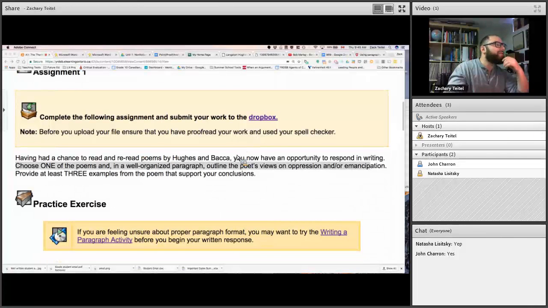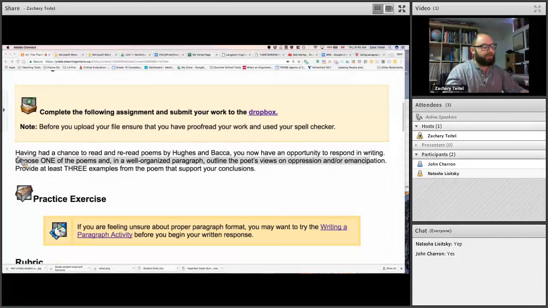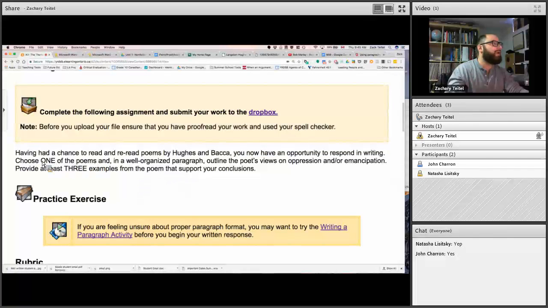But so what is it that we're actually responsible for today? So I was just saying that you have the opportunity to respond in writing, and you're going to be asked to do that for pretty much every assignment that we offer in the course in the summer school e-learning session. And here it says choose one of the poems. Okay, so that's really important. Do not write about both of them.